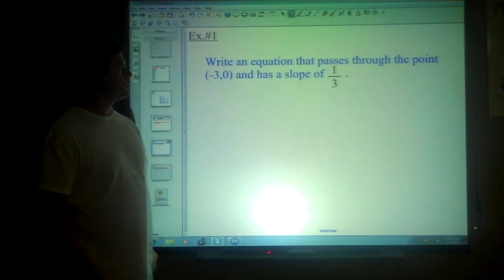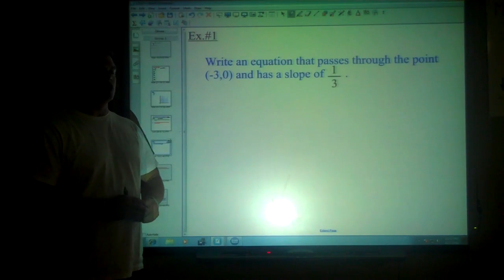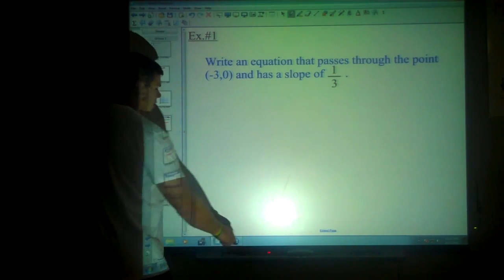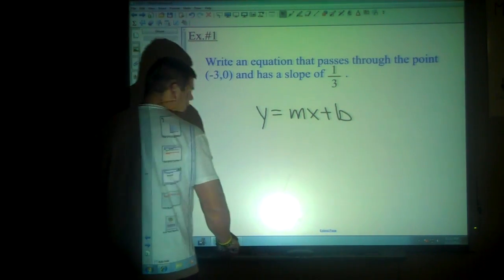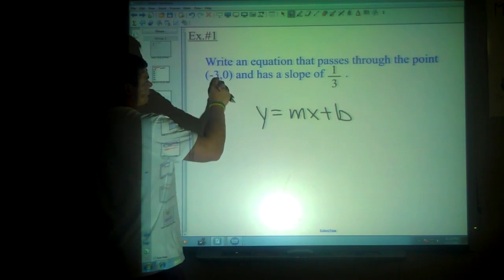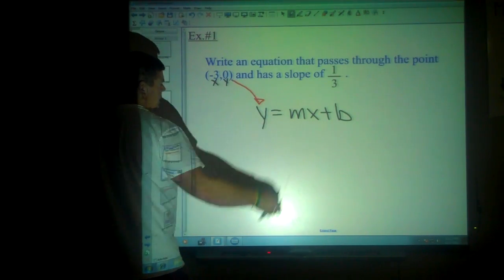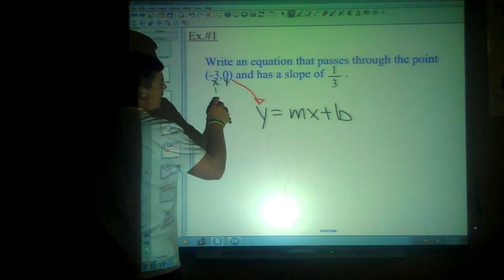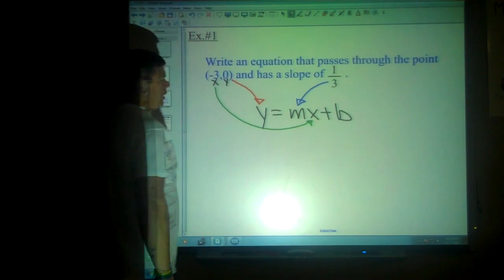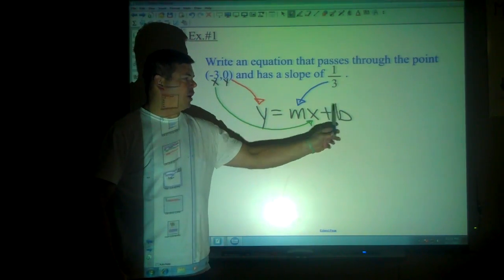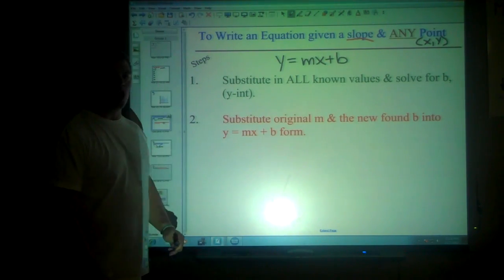So let's try it out. Write an equation that passes through the point -3, 0, and has a slope of 1/3. So according to step 1, we are supposed to take the generic y equals mx plus b and put everything we can into it. We've got an x and we've got a y. So we should be able to substitute those values. That 0 is going to go right here. This -3 is going to go right here. And this 1/3 is going to go there. That means there's only one thing we don't know, the y-intercept, the b. According to step 1, substitute in all known values and solve for b.